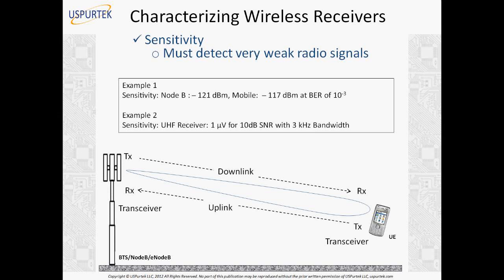Another example is that instead of dBm, you could mention the sensitivity in terms of microvolts also. 1 microvolt is the weakest signal I can detect for a 10 dB signal to noise ratio with a 3 kilohertz bandwidth. So it's always mentioned in conjunction with some other parameters which are relevant for the receiver.